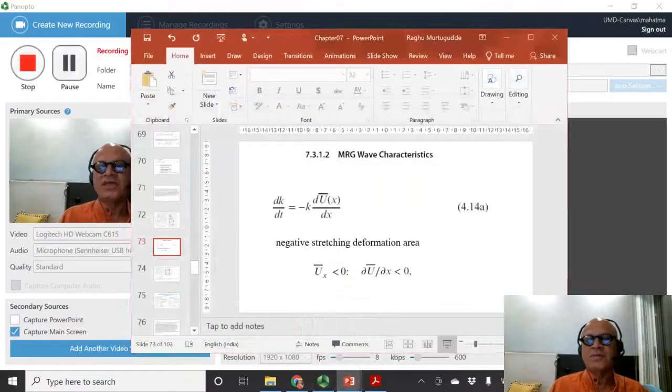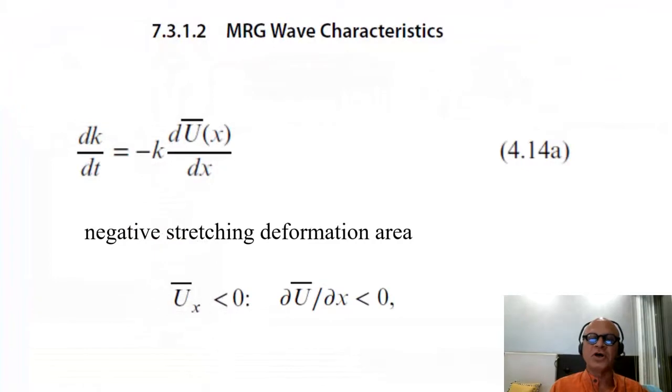So let's look at the mixed Rossby gravity waves, free waves in a zonally varying flow. We just looked at the equatorial Rossby waves and saw that, based on where the waves are originating, the varying basic state can end up trapping the waves or letting them propagate. The key factor being the group velocity and the basic state and how they interact with each other.